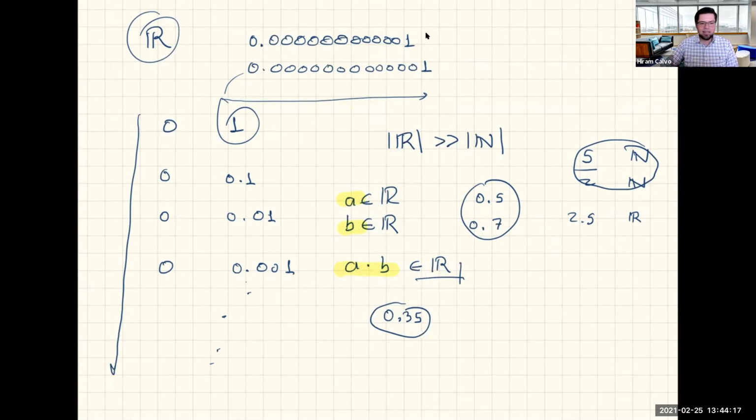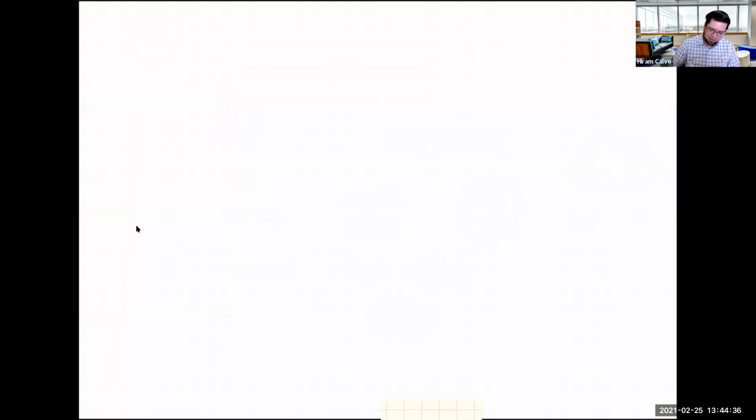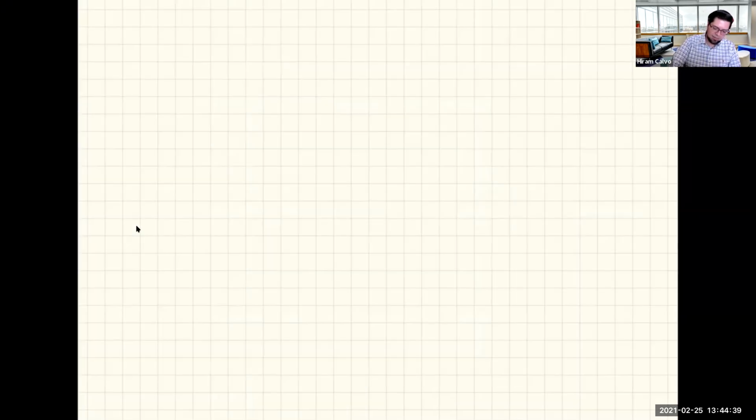Okay, so now that I have filled your head with different sizes of infinite numbers, now we can think of the computability of some functions. Let me add a little bit more explanation. We have a function. We will call it f. F is a function. A function has a domain and a counter domain.